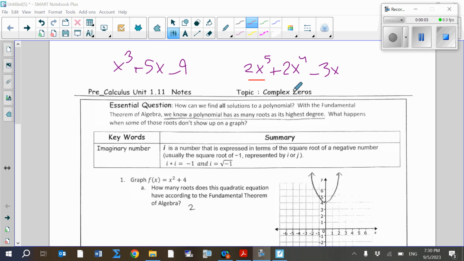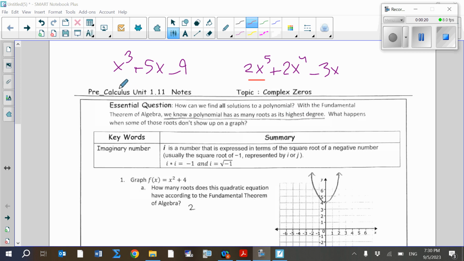Hi everyone. Today we are going to learn about complex zeros. We're going to learn how we can find all solutions to a polynomial. With the fundamental theorem of algebra, we know that a polynomial has as many roots as its highest degree.